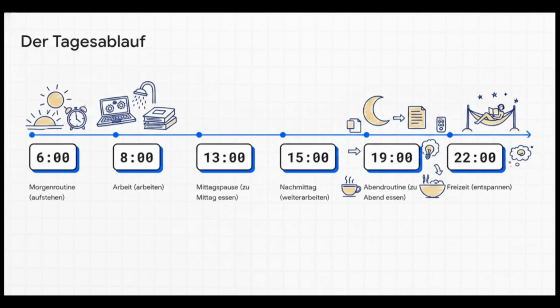By 13 o'clock, the 1 p.m. hour, it's the Mittagspause, where you zu Mittag essen. At 15 o'clock, the Nachmittag, you weiterarbeiten. At 19 o'clock, the Abendroutine kicks in and you might zu Abend essen. And finally, at 22 o'clock, it's Freizeit, time to entspannen and just relax.